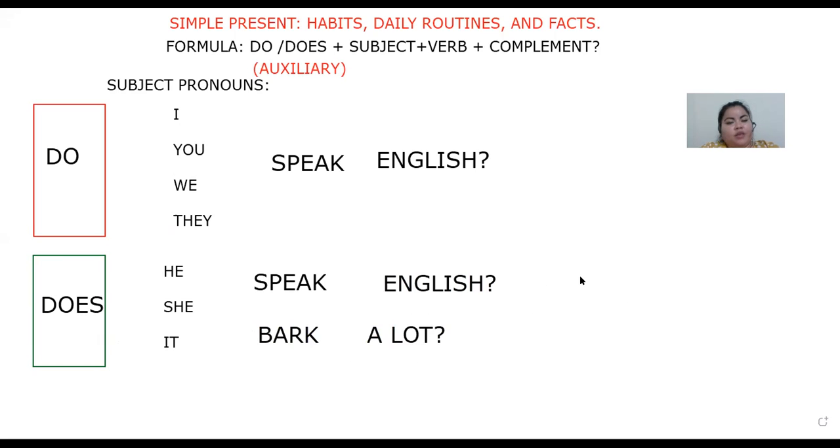Right. So we have here how to make the questions. Aquí tenemos cómo crear las preguntas utilizando el simple present, siempre al inicio, los auxiliares, luego el subject, luego el verbo y luego el complemento, más el signo de interrogación. Okay? That's what the formula has right here. Do you have questions about this? ¿Preguntas?